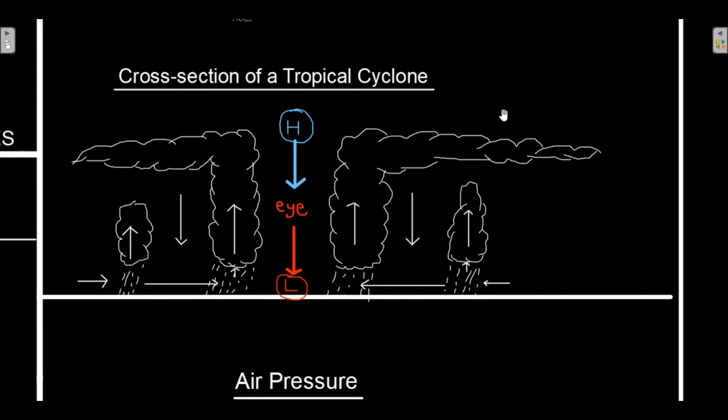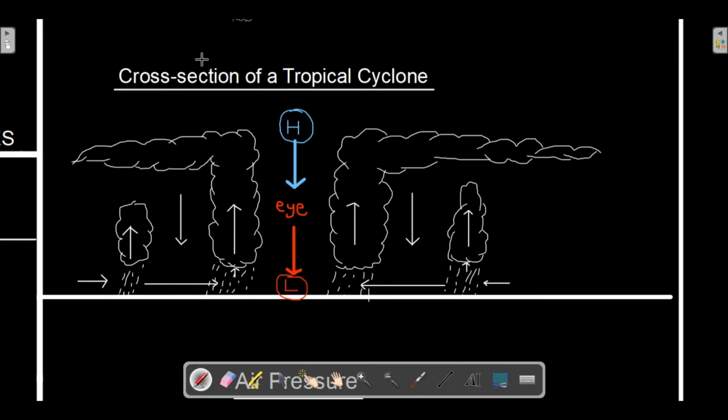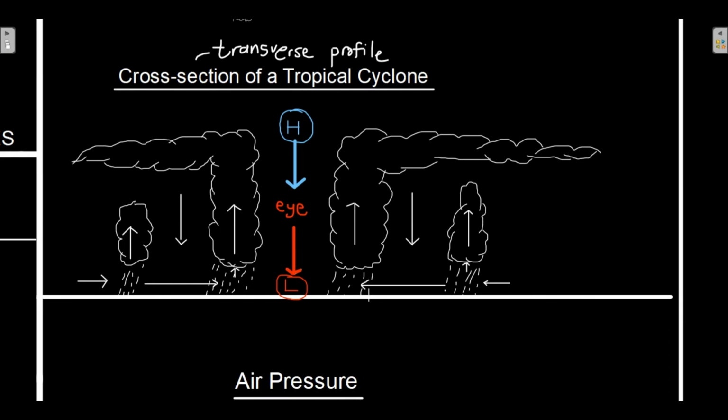So this is what we call a cross section. Okay, it's also called a transverse profile. So it's a side view essentially. In the cross section of a tropical cyclone, you have to identify and separate it into regions, and know that each region or each area has a different weather pattern from the other.